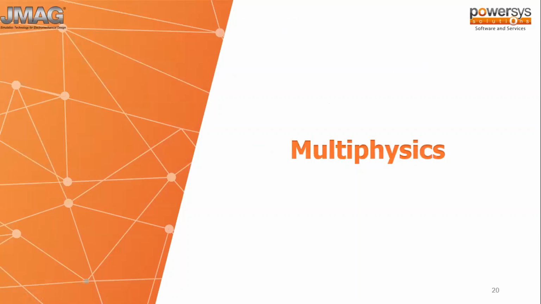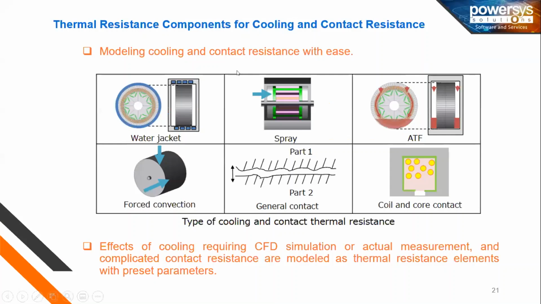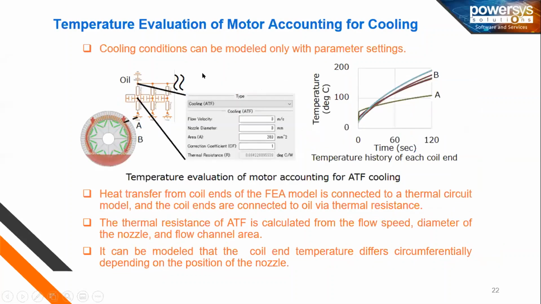And so far we have discussed the features regarding control, circuit, and the efficiency map. Now we are going to see the features that are added for multiphysics. In version 21, the simulation, like CFD simulation, is being converted into actual thermal models, thermal resistance models. So for the cooling as well as the contact resistances, everything is being converted into the thermal resistance model. For example, this is the model we are actually going to analyze.